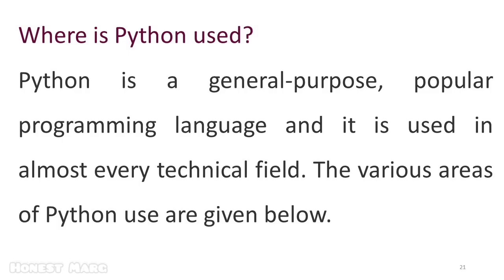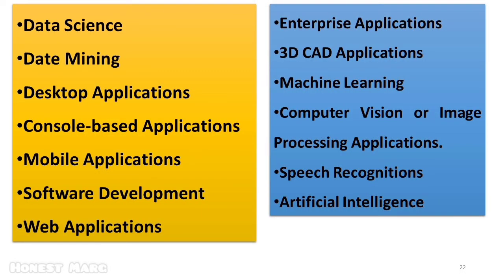Where is Python actually used? Python is a general purpose popular programming language and it is used in almost every technical field. The various areas where Python is used are given below: data science, data mining, desktop applications, console based applications, mobile applications, software development, web applications, enterprise applications, 3D CAD applications, machine learning, computer vision or image processing applications, speech recognition, artificial intelligence.